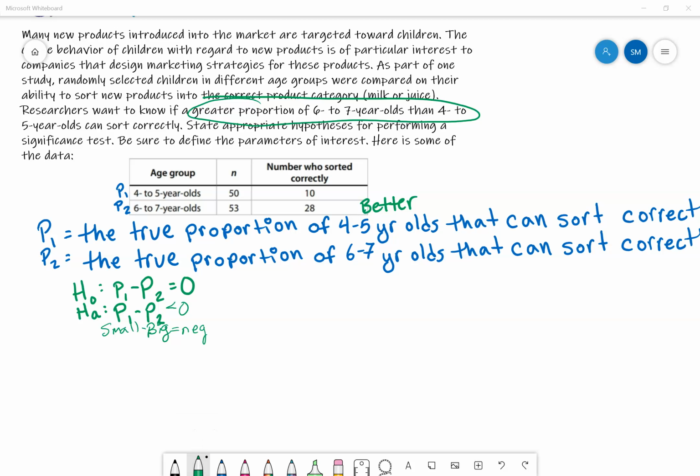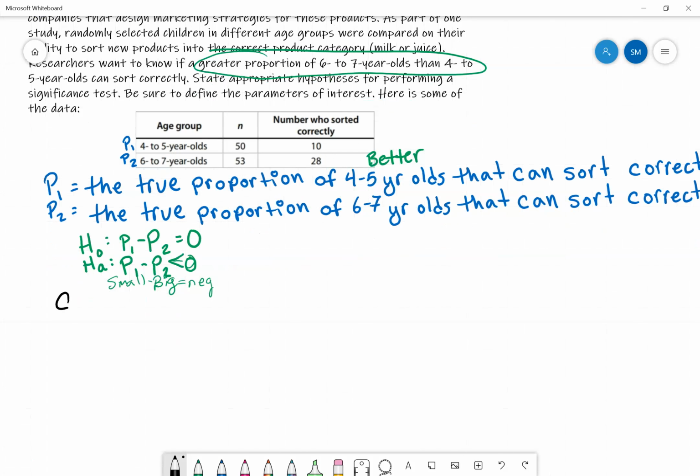It's kind of confusing just because of the lingo and the way that it works. But they're saying that the sample proportion of 6 to 7-year-olds is going to be greater, which means that if you subtract the proportion of 4 to 5-year-olds from the proportion of 6 to 7, it's going to be a negative number that's less than 0. So that's that part. Let's go ahead and check some conditions.